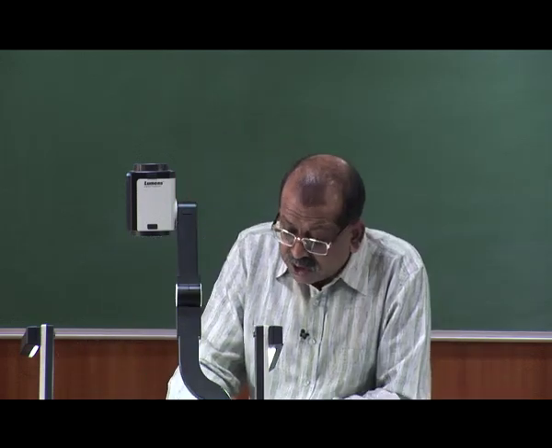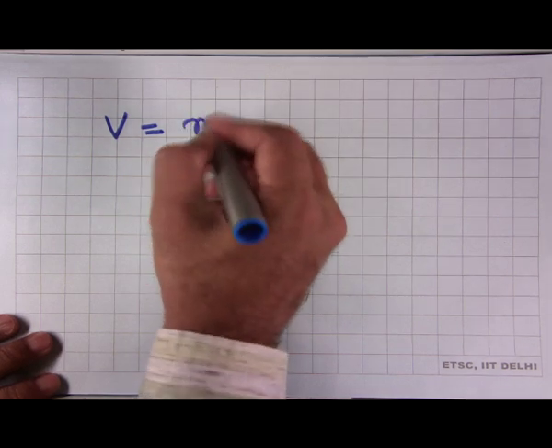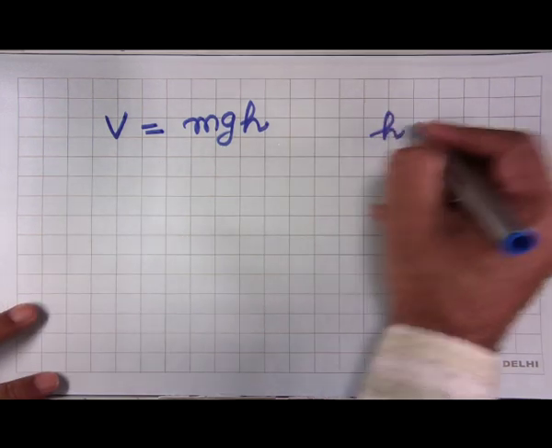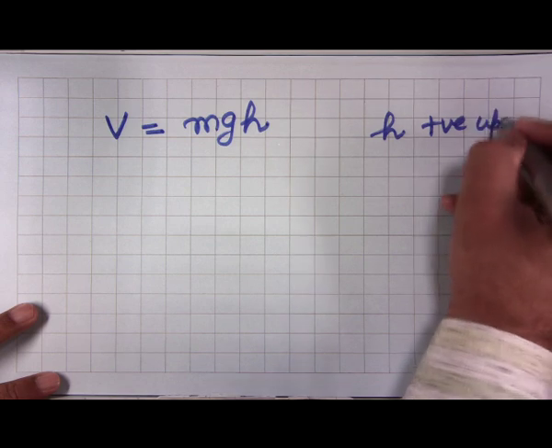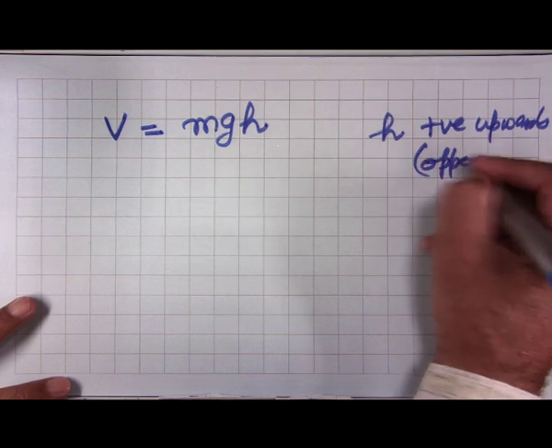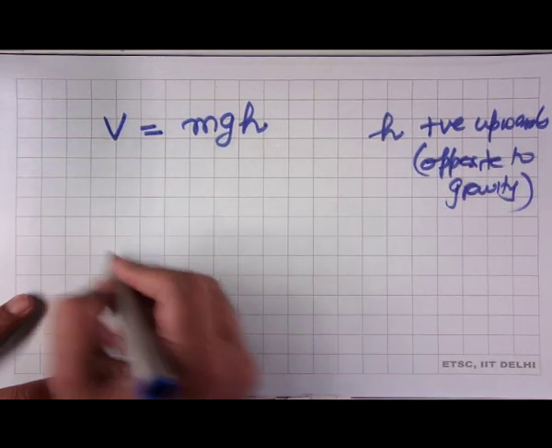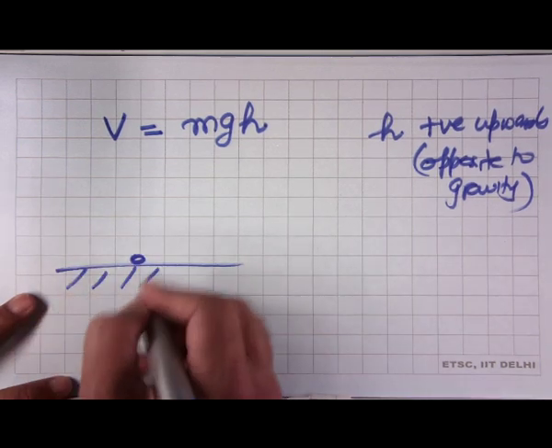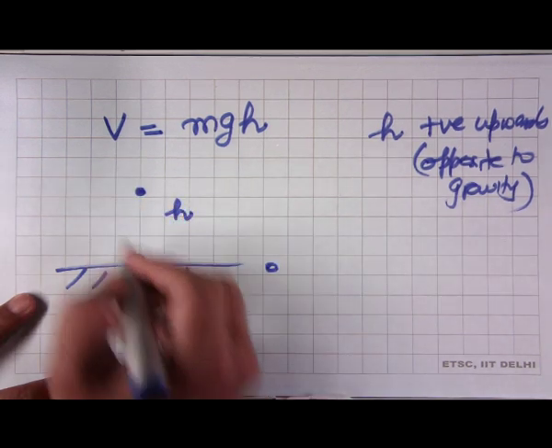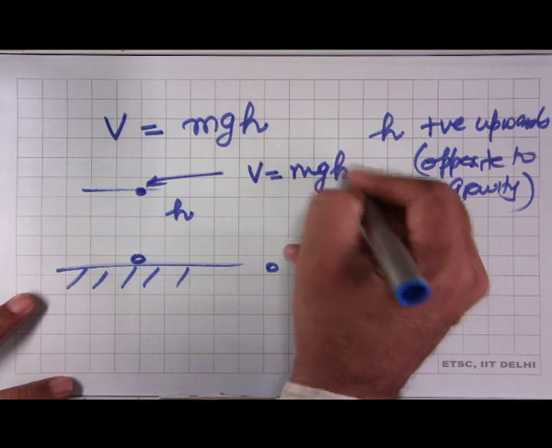And the potential energy due to gravity can be written as mgh, where h is positive when we are going upwards. Upwards means opposite to gravity. So if we are, let's say, at this position on the ground, we call this the 0 position. If we are at a height h, then at this position the potential energy we can call mgh.